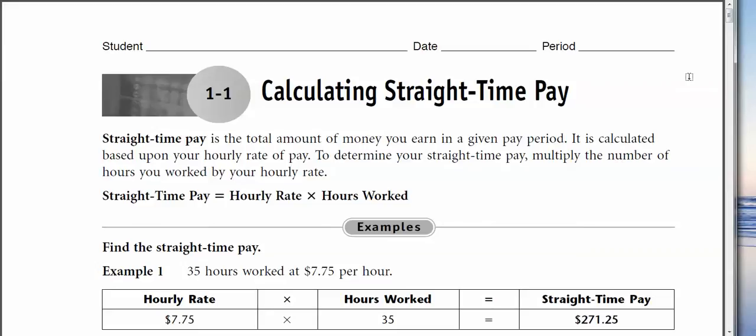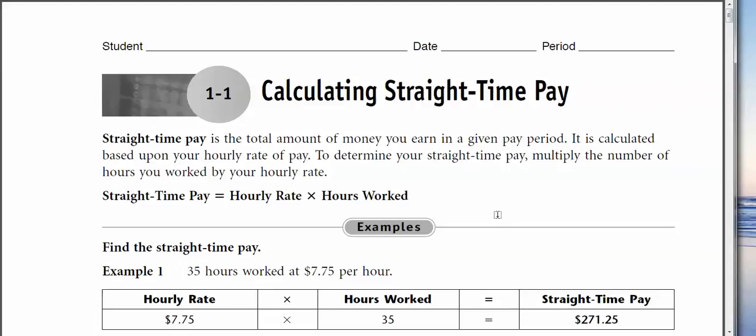Okay, so let's look at section 1.1 first. You can see this is called calculating straight time pay. I don't know if any of you have ever heard the word straight time pay. That is just referring to pay where you're given an hourly rate and you work so many hours for that hourly rate. So that's that type of pay for straight time.